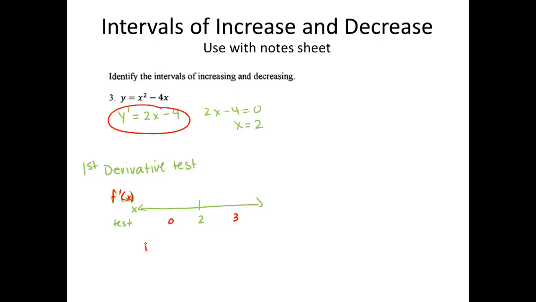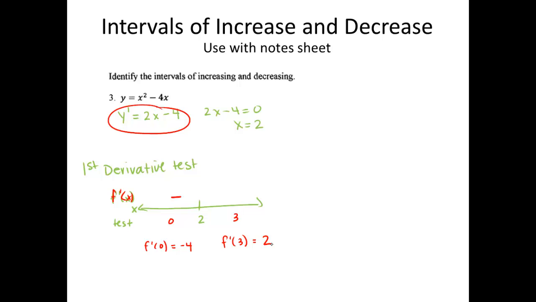So if I substitute in f prime of 0, I get negative 4. So that means my slope is negative. Well, if the slope is negative over there, it means all of my slopes are going to be negative on the left side of 2. If my slopes are negative, I have an interval of decreasing. Go to the other side, let's test f prime of 3. I'm testing them in my first derivative because it's the first derivative test. When I test 3, I get a positive value. I get positive 2.